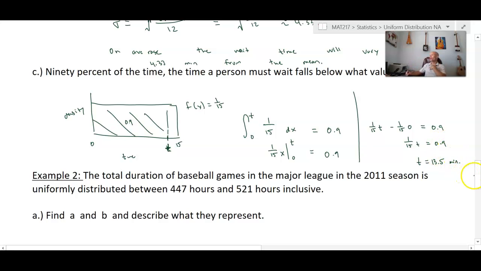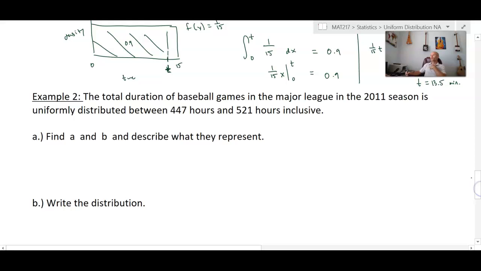Let's take a look at one more example. The total duration of baseball games in the Major League in the 2011 season is uniformly distributed between 447 hours and 521 hours inclusive. Find A and B and describe what they represent. Well, the times are uniformly distributed between 447 hours for the total duration of games, and the maximum is 521 hours.